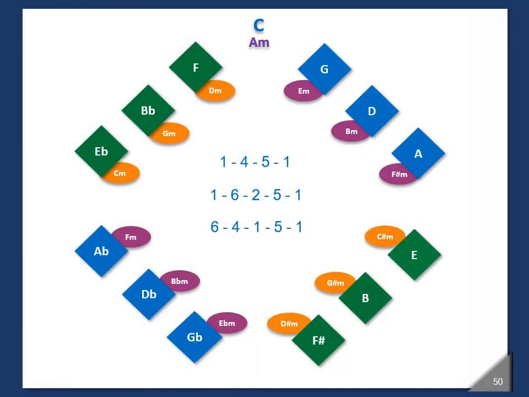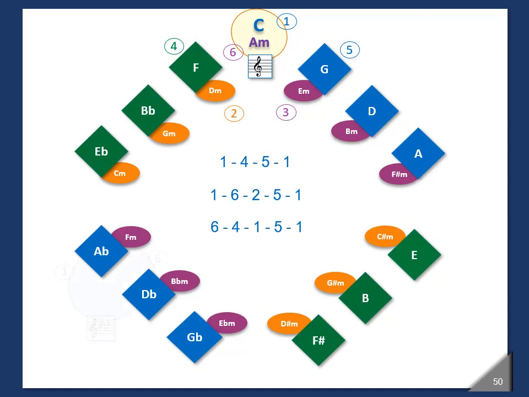For any major key, we can easily find chords built on their degrees. For example, if we select C major, we know the chord on the sixth degree. Counterclockwise, there are chords built on the second and the fourth degree. Clockwise, chords built on the third and the fifth degree.